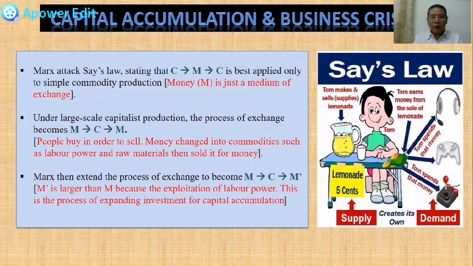Then Marx extended the process of exchange to become M to C to M prime. The M prime is larger than M because of the exploitation of labor power. This is the process of expanding investment for capital accumulation.